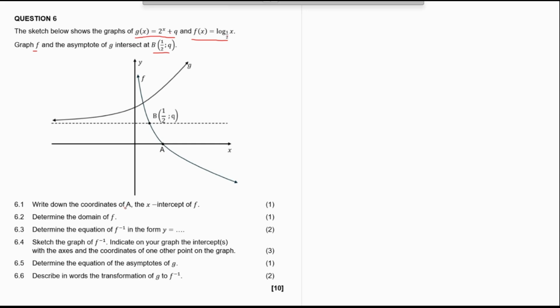Write down the coordinates of A. This is A, the x-intercept of f. The coordinates of A will be (1, 0). May I explain how I got this?